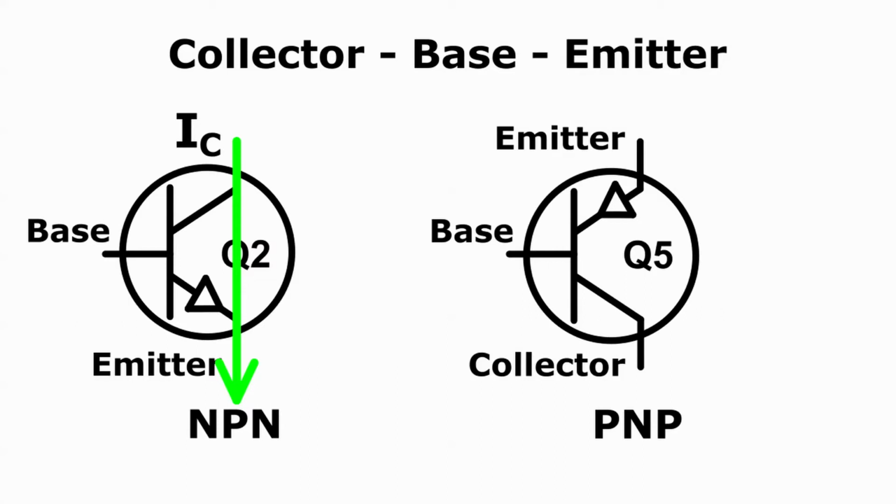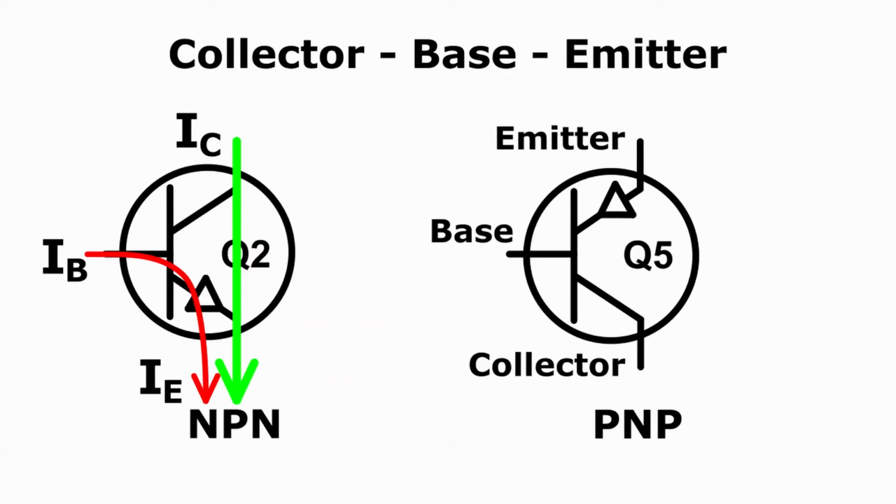The base is the control terminal. Any input signal is injected here. The red arrow shows how the base current flows. It enters the base and flows out of the emitter at the bottom. The symbol one would use for this base current is I subscript B. In a similar way, the emitter current would be labeled as I subscript E.